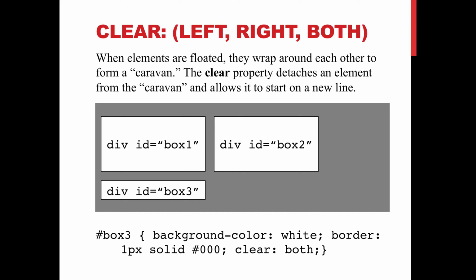The next thing we're going to talk about is the clear function. When elements are floated around, they kind of move together in what's called a caravan, or the lava lamp idea. The clear property basically takes whatever box, in this case box 3, you've assigned a clear both to it, a clear colon both, and then put a semicolon. When you do that, it detaches it from the caravan and it forces it down to start on a new line. This is really helpful if you have a whole bunch of boxes that are all in a row, so you have 3 boxes, and then you want another box to end up down here. You could use the clear function to break up that caravan.